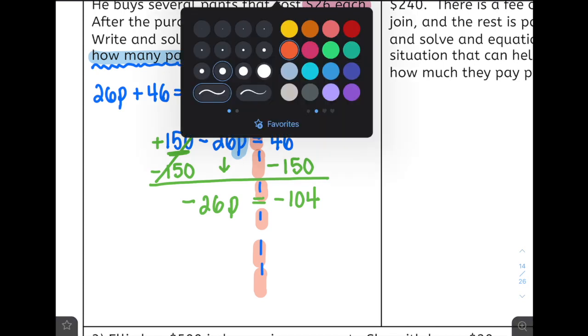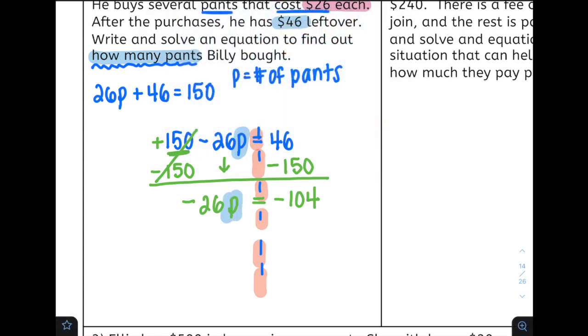We are still isolating our variable p, so that means we have to move our negative 26 over to the right side. If it's connected with multiplication, which is invisible here, that means the inverse operation would be to divide by both sides. So I'm going to divide by whatever my coefficient is, and it's negative 26. So both sides are going to be divided by negative 26, and I'm left with p equals 4, because a negative divided by a negative will give you a positive.